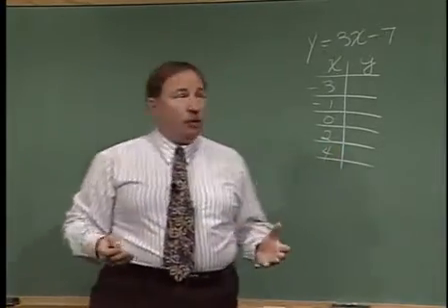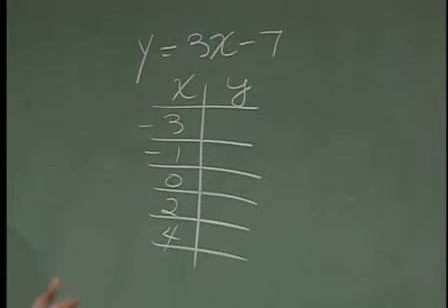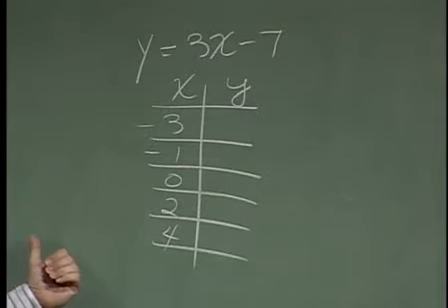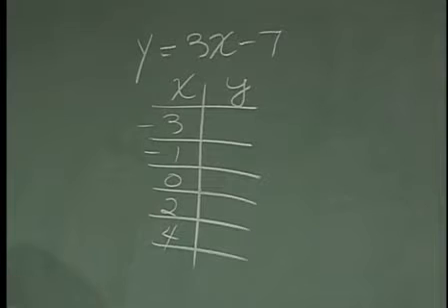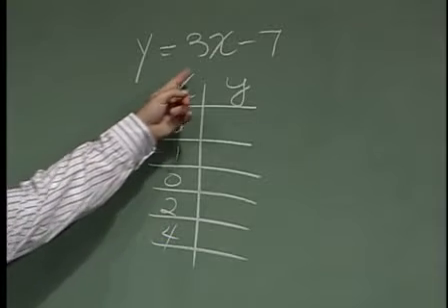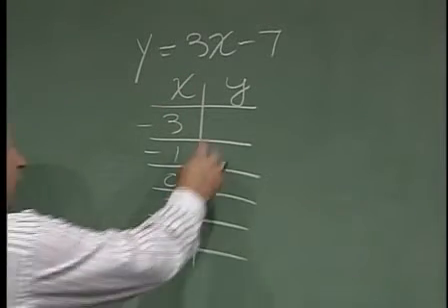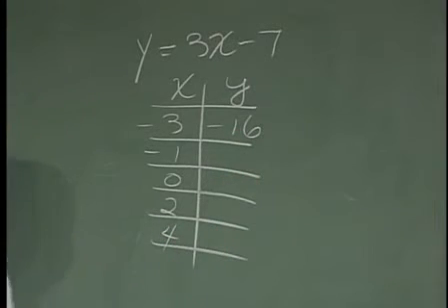Why did I pick those points? Well, I like to have some negative values, not because I enjoy working with negatives, but because I want to have points on the left side of my graph. I want to plug in 0, because when x is 0, remember that's the y-intercept, and some positive values, and I separate them out a bit. Well, let's see. How do I find the y values? All I do is replace the x with the number. If x is -3, 3 times -3 is -9, minus 7 is -16.